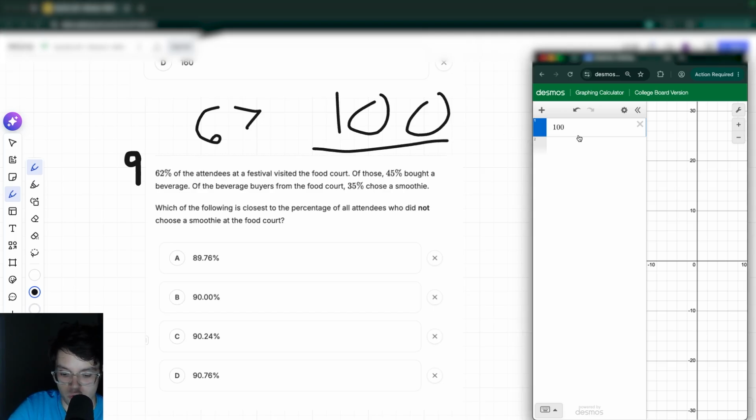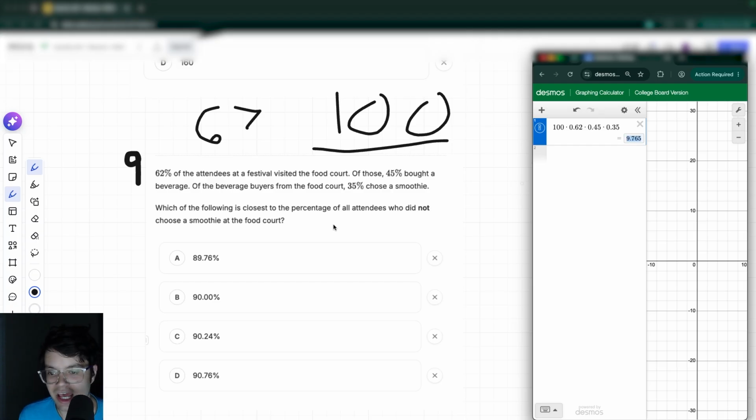62% of them visit the food court, so 100 times 0.62. Then 45% of them buy a beverage, so times 0.45. And then 35% of them get the smoothie. So we have 9.765. I know this looks a little weird because you can't have 0.765 of a person, but it would make sense if this number were instead 1,000, so that now we just have 9,765 people. So it's just a smaller way of writing that.